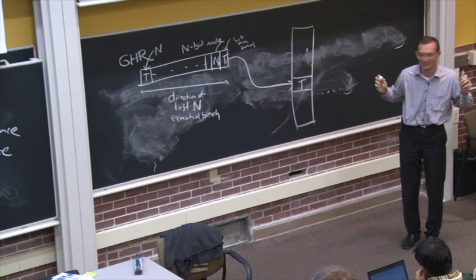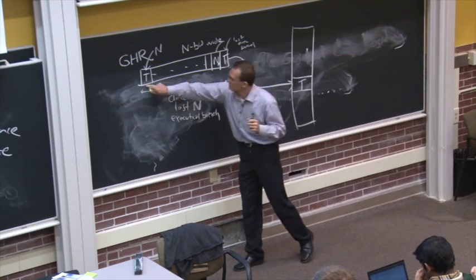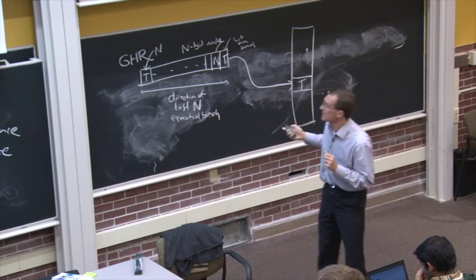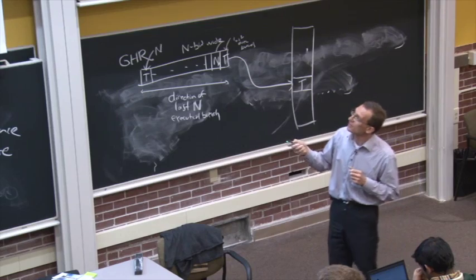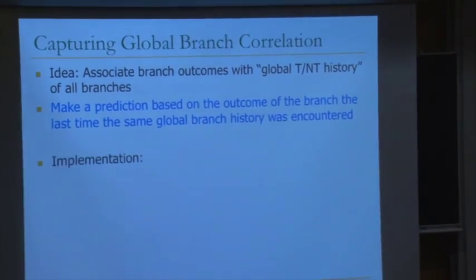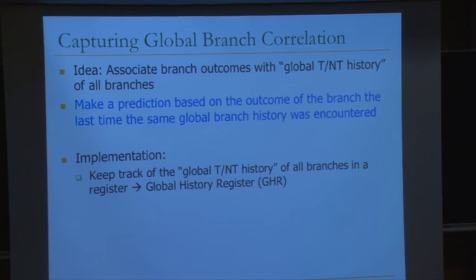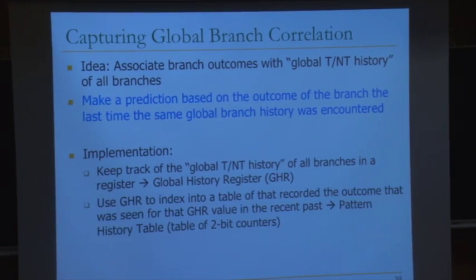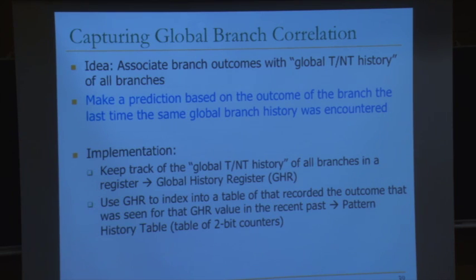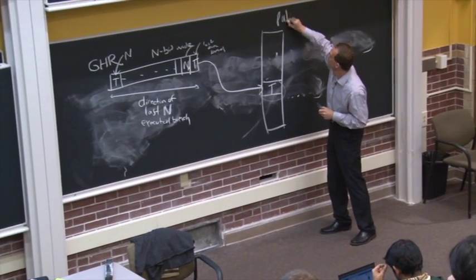Beautiful and simple. Now you can think about different ways of forming the history. But that's the basic idea. Make a prediction based on the outcome of the branch the last time the same global branch history was encountered. How do you implement it? This is what I've shown you, the global history register. And you use that history register to index into a table that recorded the outcome that was seen for the global history register value in the recent past. So now I've given you one bit here, but this could be, again, this is called a pattern history table.